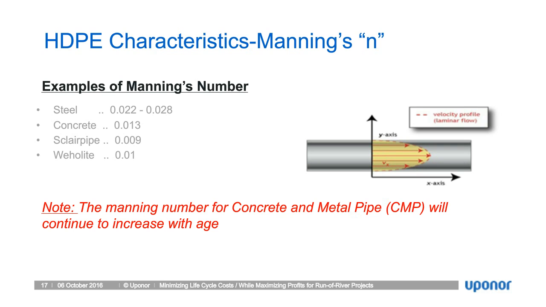The other aspect when you look at steel and concrete is that they start off with a very low Manning's number, but as you're aware, over time that number begins to increase due to abrasion, corrosion, and other aspects which cause the surface to be roughed up. Whereas the Weholite pipe maintains its Manning number over the course of 100 years. So what you design today is how the pipe will be operating 100 years from now.